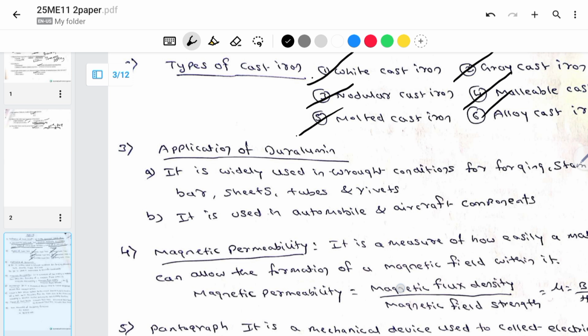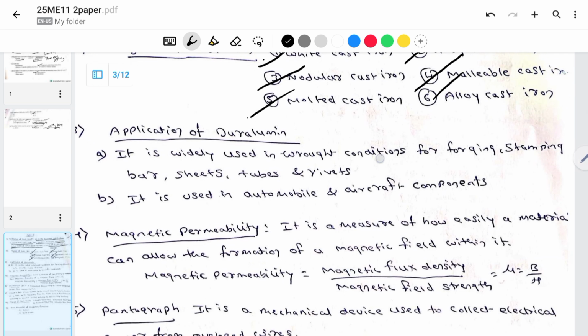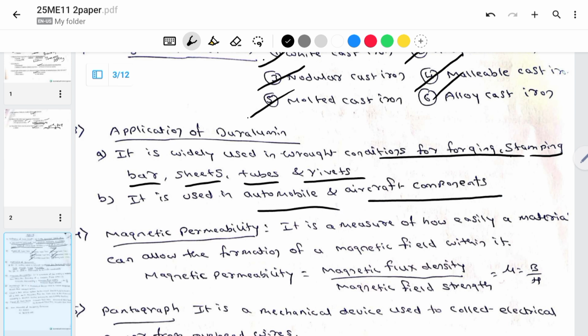The next 2 mark question is the application of duralium. Duralium is used in the wrought condition. So it is used for stamping, bars, sheets, tubes, rivets. For all such materials you are using it, and it is used in automobile and also aircraft components.